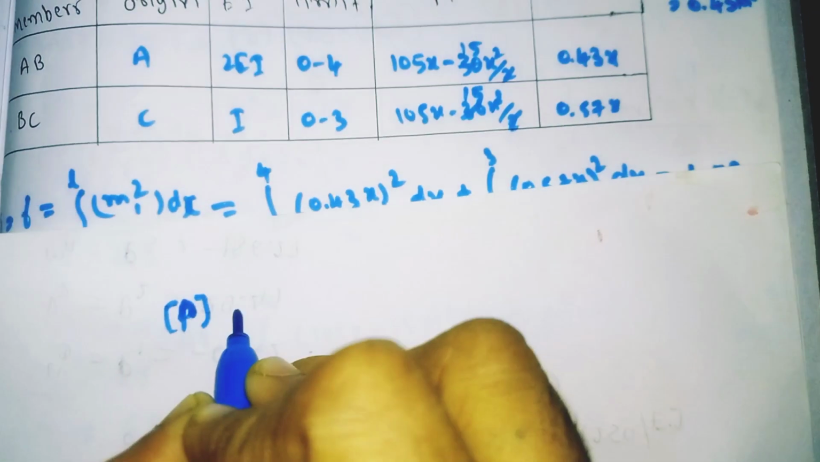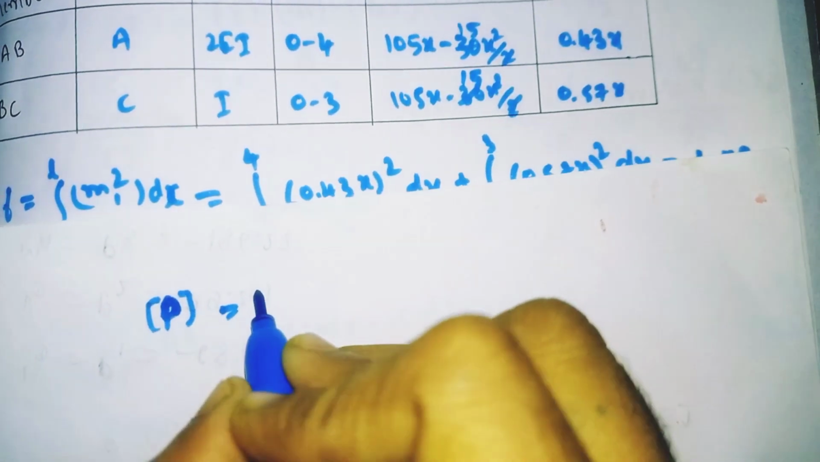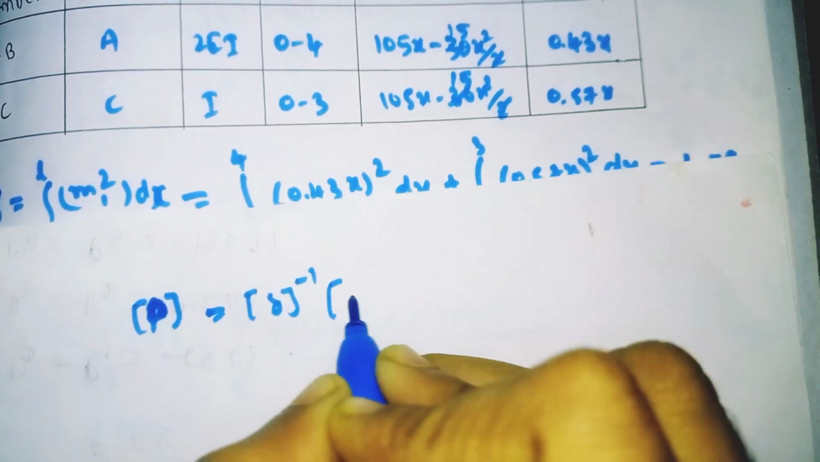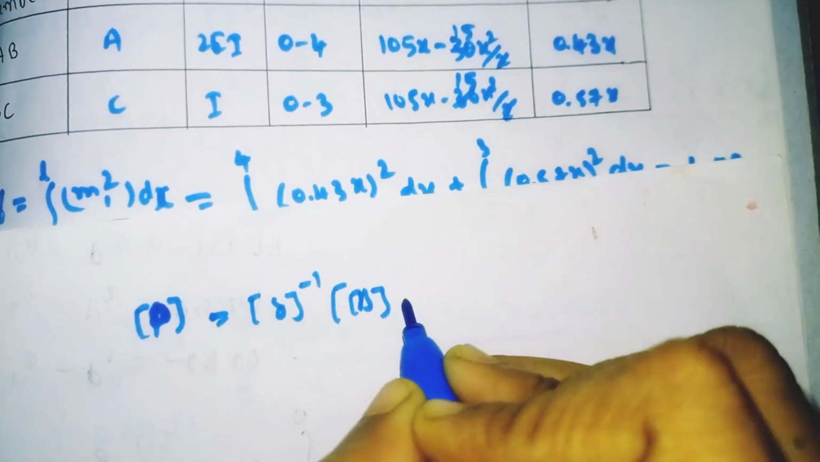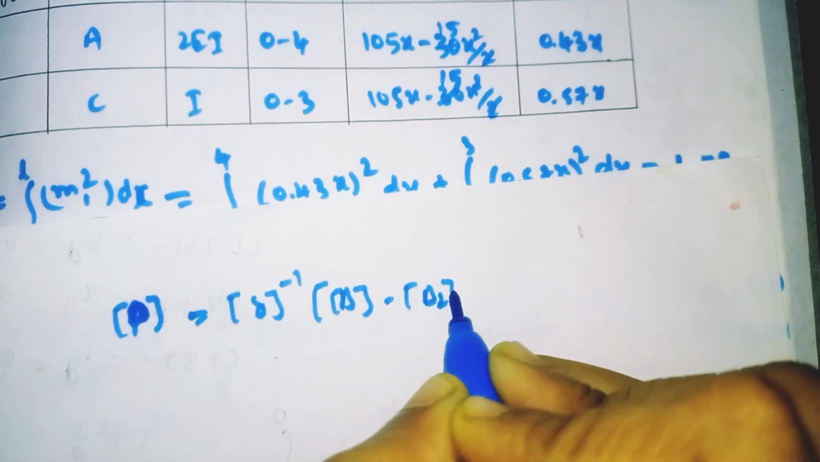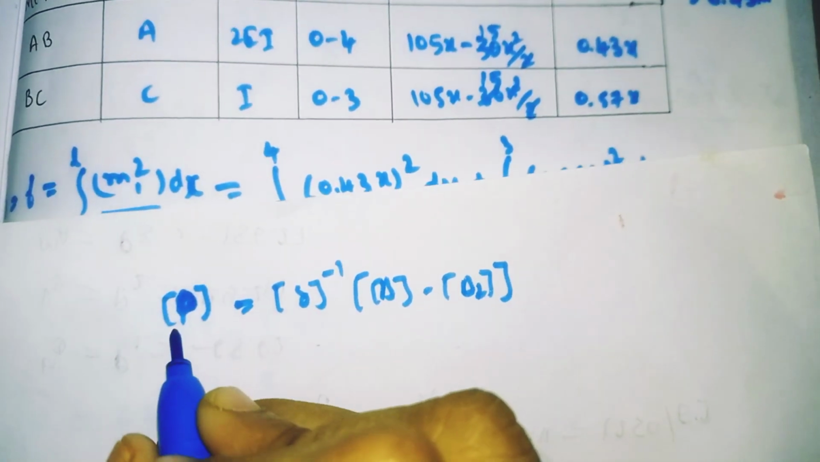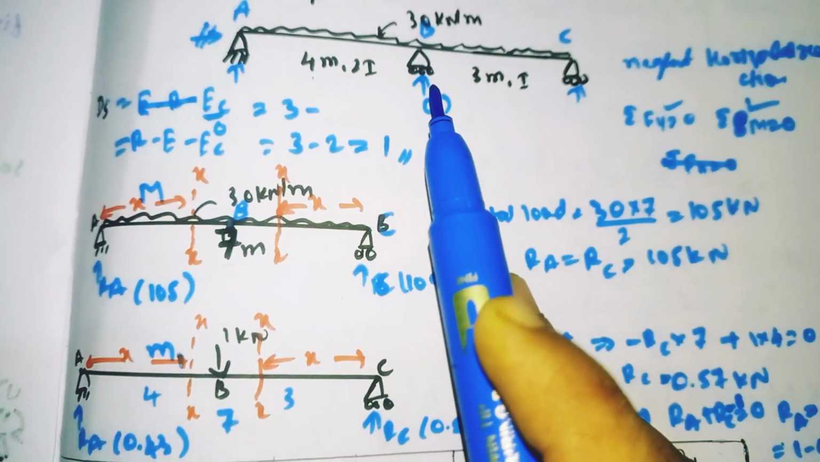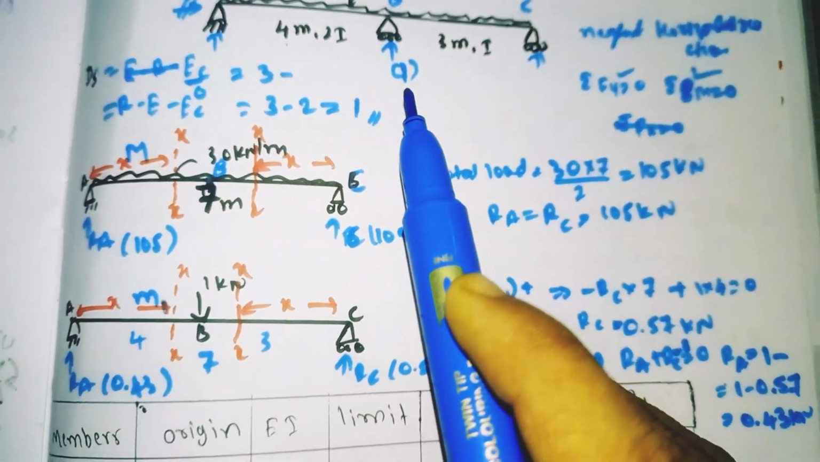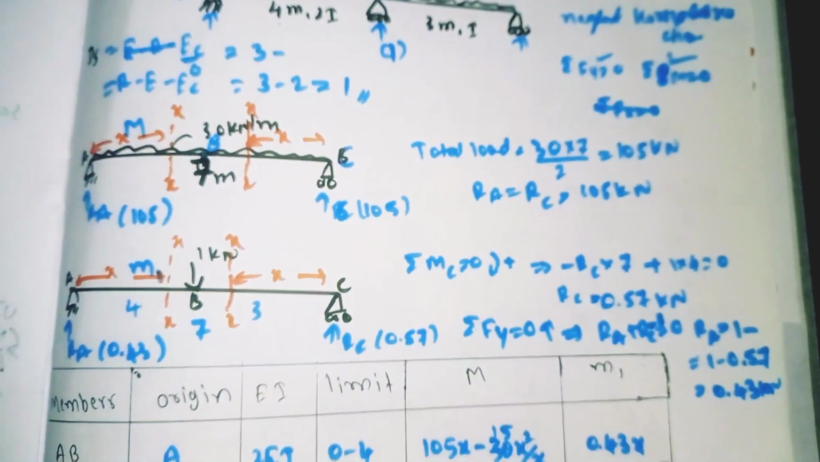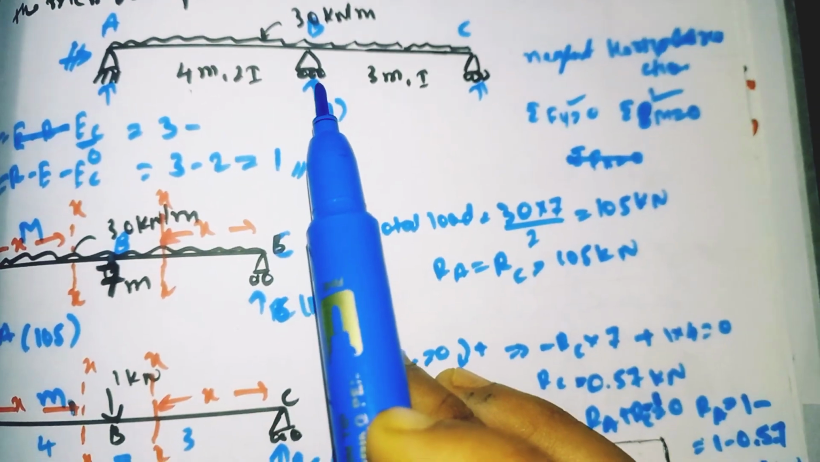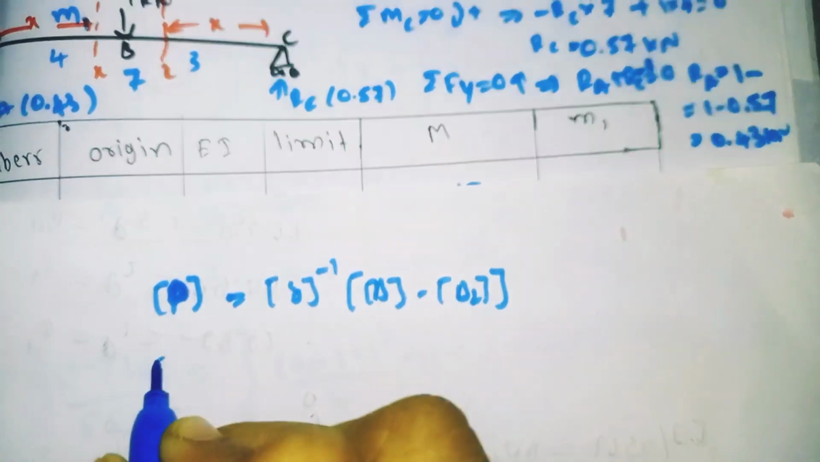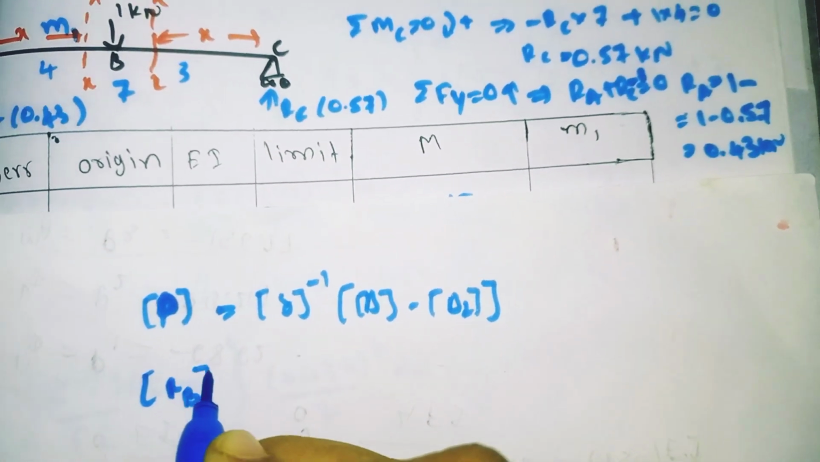P matrix is equal to flexibility matrix inverse of it into D matrix minus displacement matrix. So your P matrix is nothing but whatever the redundant we have considered here at point support B, we have released the redundant and consider it as the redundant. So I have taken support B as the redundant. So P value is nothing but that redundant value. I am taking it as RB.